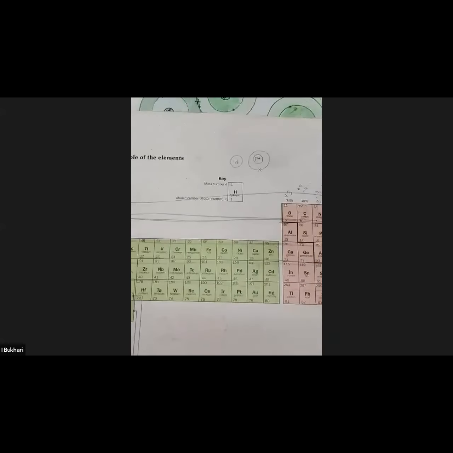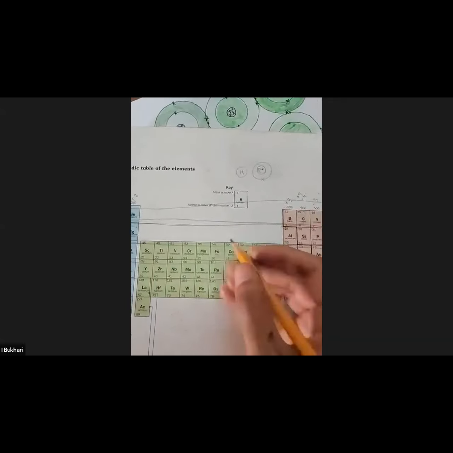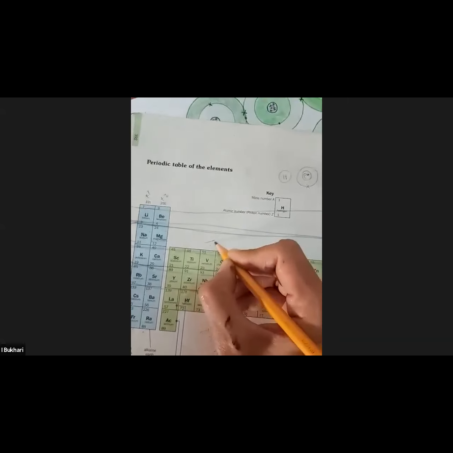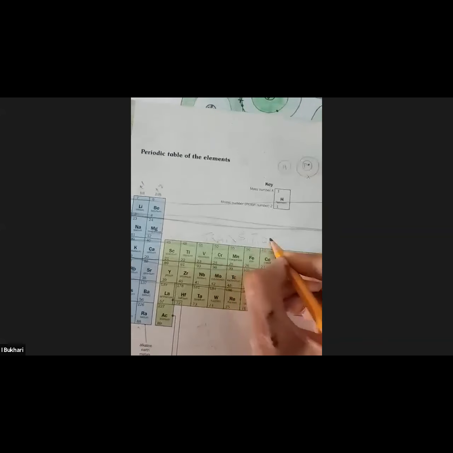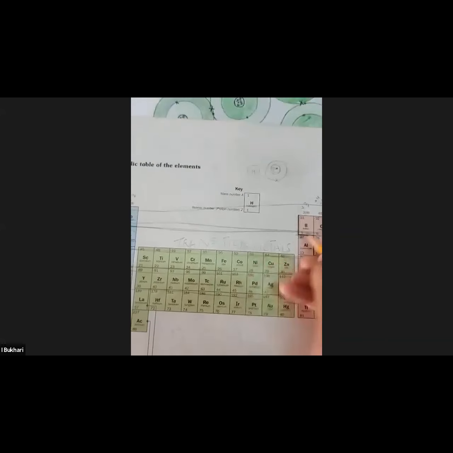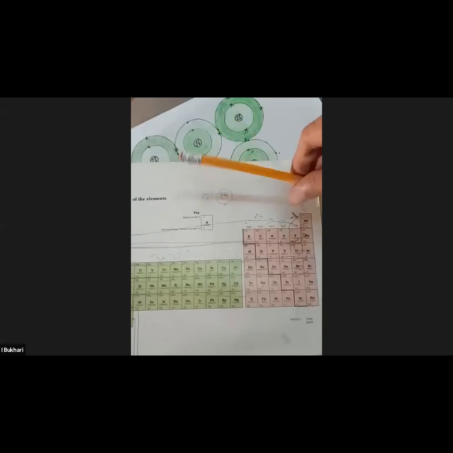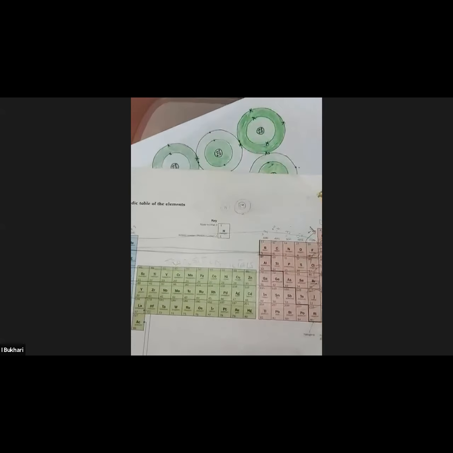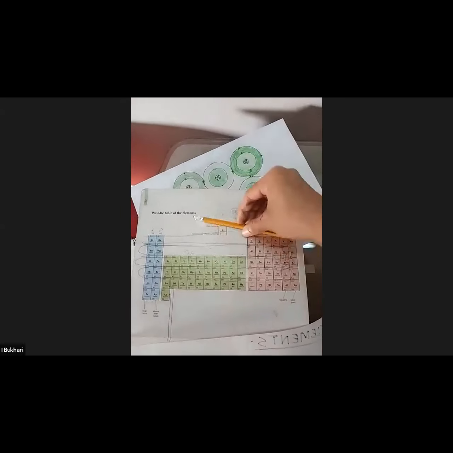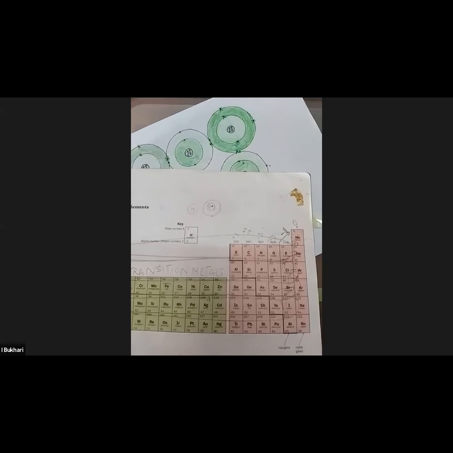This in the middle, the green colored block, they are called together transition metals, okay? But right now we will concentrate on these periods and groups. We will talk about these later. So don't confuse yourself. Just concentrate on the periods. So the first period is this, meaning first row. First row has only 2 elements, hydrogen and helium.